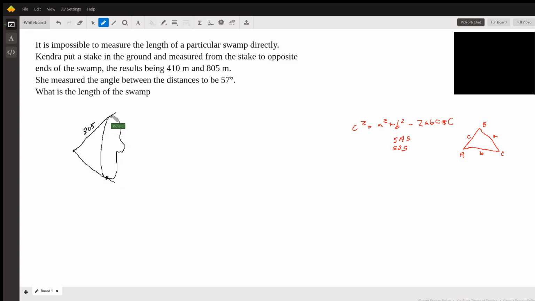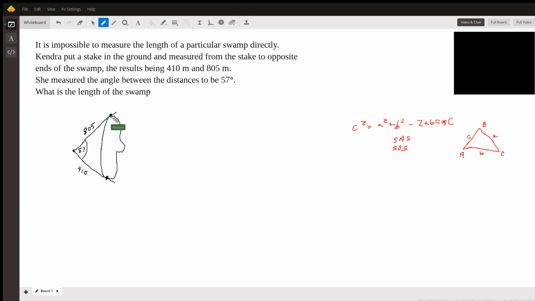she's measured 410, and the angle between these two things is 57 degrees. You can see that we have a side angle side situation here. So law of cosines is the appropriate thing to use. You would use either law of sines or law of cosines. Law of cosines is called for here.